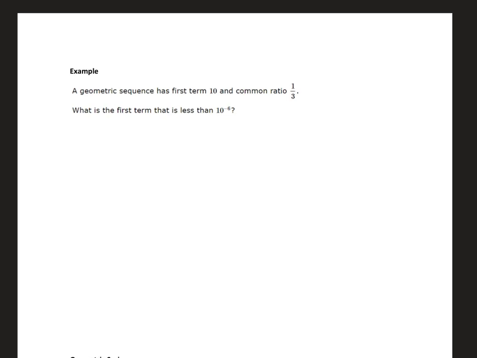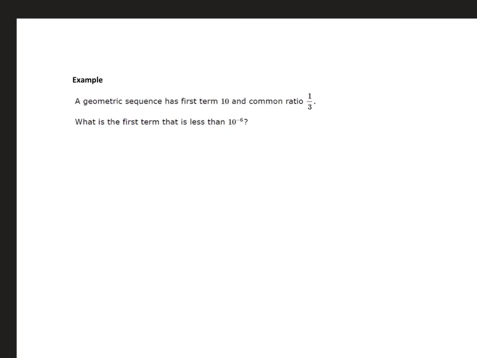So that one, the common ratio will be 3. Okay, let's look at another one. A geometric sequence has first term 10 and common ratio half, so that's telling me that it is 10 or is a third. I think I said half, didn't I? I meant a third. What is the first term that is less than 10 to the minus 6? So I'm trying to find un less than 10 to the minus 6.